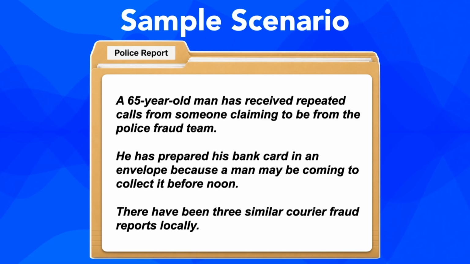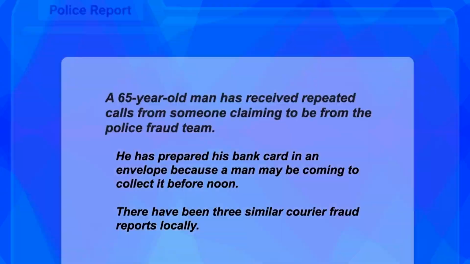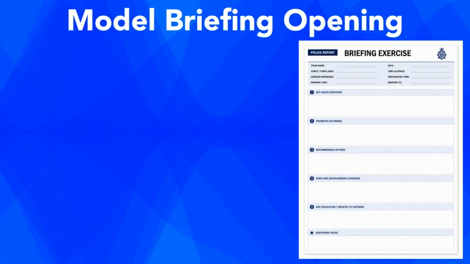So this is the kind of scenario where candidates often miss the urgency. This is not just a fraud report, it's a live risk involving a vulnerable older victim and a possible linked series. Now, let's take a look at a model briefing opening that you could provide for this type of scenario.